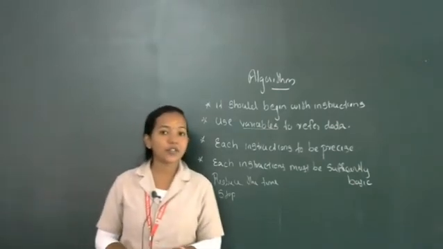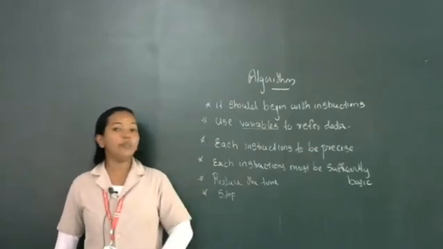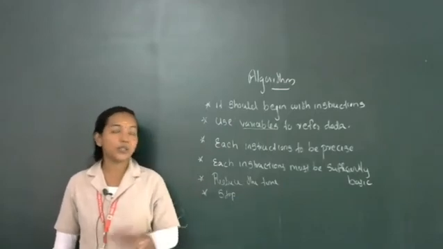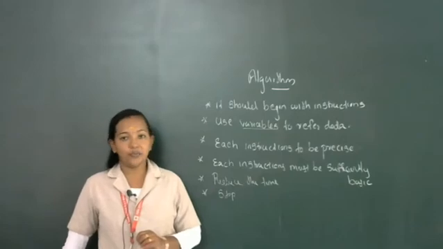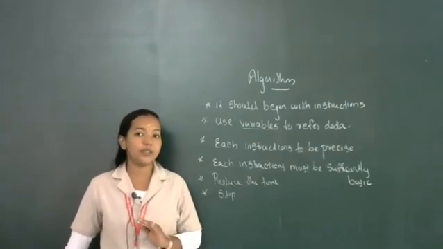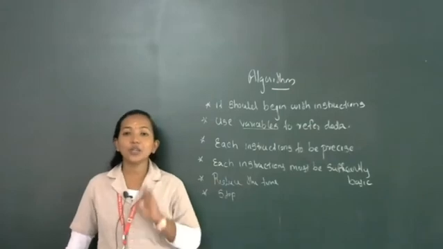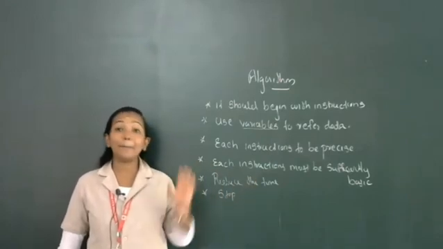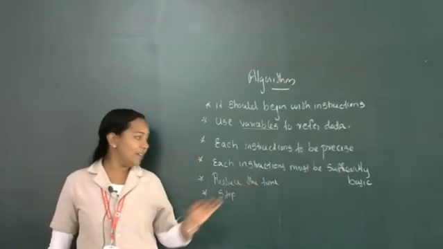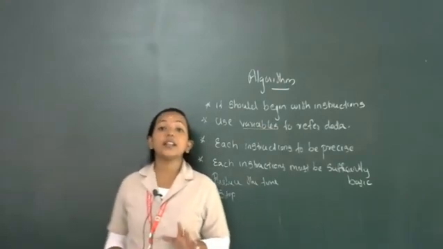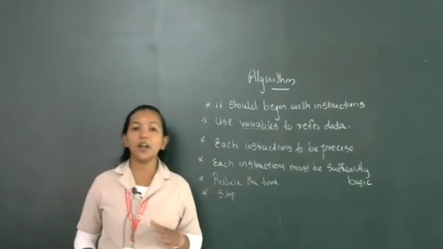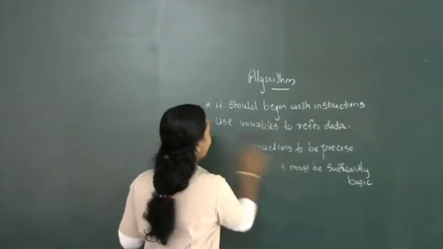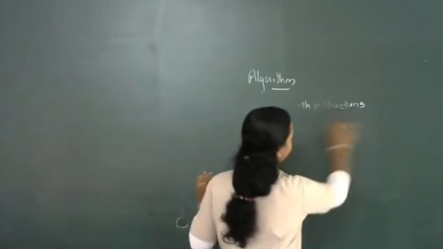So which are the characteristics of an algorithm? It should begin with an instruction. Every algorithm begins and ends with the instructions start and stop. Second, always try to use variables to refer to data. Third, each instruction should be short and precise. Fourth, each instruction should be sufficiently basic and simple. And always try to reduce the time taken for execution, and once the instructions are over, you stop the step. So these are the characteristics of an algorithm.